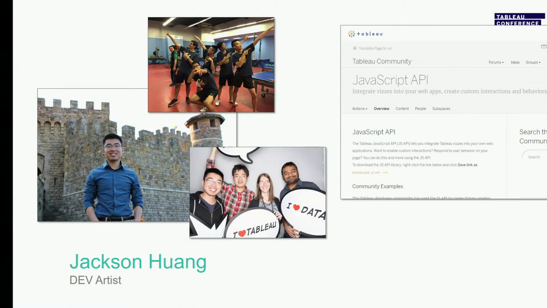So let me introduce you to Jackson. Jackson is one of our dev artists. So Jackson is developing our JavaScript API. So if there's anything not working or you want to improve it, just talk to Jackson. He should be able to talk about that. When Jackson is not working on the JavaScript API, he loves to geek out at the JavaScript API community. And in his private life, he's actually a Zen master in ping pong. So if you're searching for a competitor, just reach out to him.